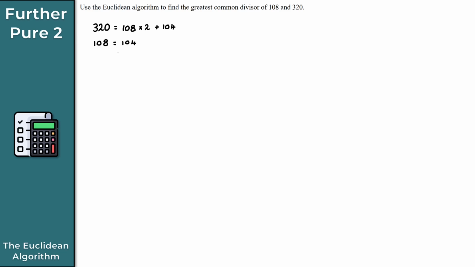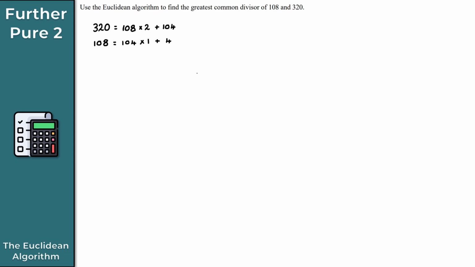So again, all I do here then is I consider how many times does 104 go into 108? Well, nice and straightforward then. It just goes in one time with a remainder of 4. We do 104 times 1 because it goes in one time. And we get a remainder of 4. Okay? Again, we can see here that our remainder is not 0. So we need to continue then with this process here.